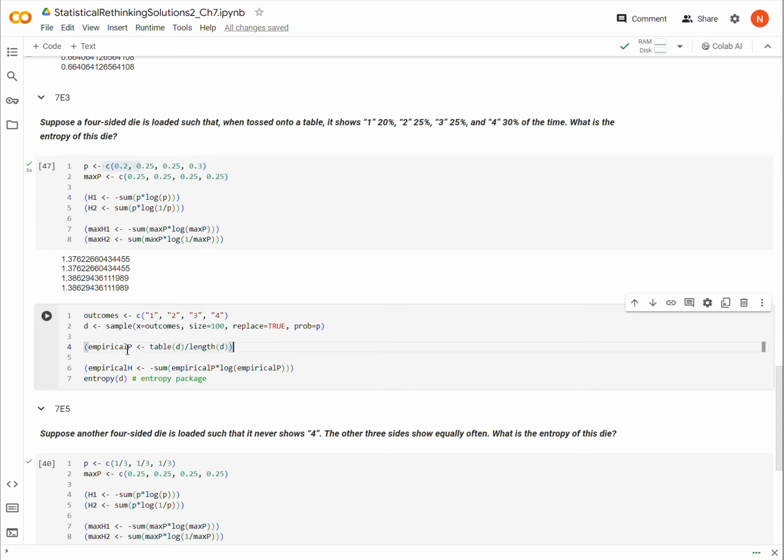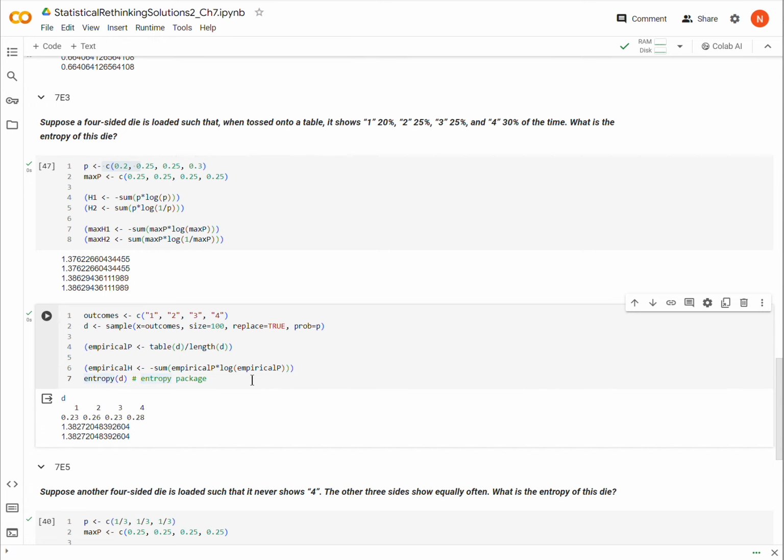Then I'm going to calculate the empirical probabilities with the table command, divided by the length. The table will just give me a count of how many times 1 comes up, 2 comes up, 3 comes up, etc. So when I divide that by the total length, I'll get the probability of each of these things. And then again, I'll calculate the entropy by hand and with the entropy command from the entropy package. So I run all of that. Here are my implied probabilities from the randomly sampled data.